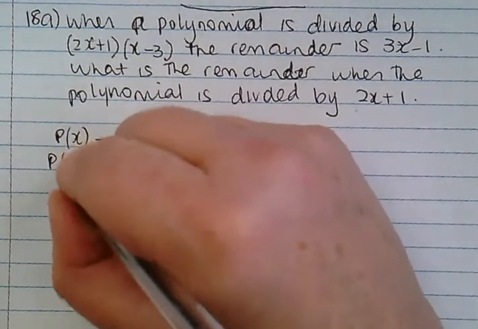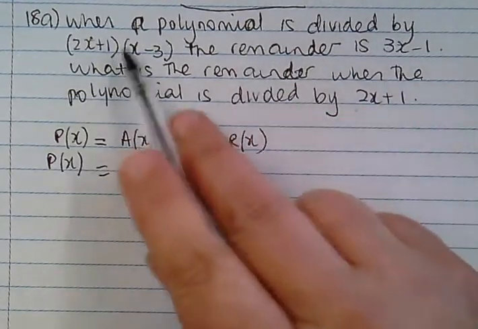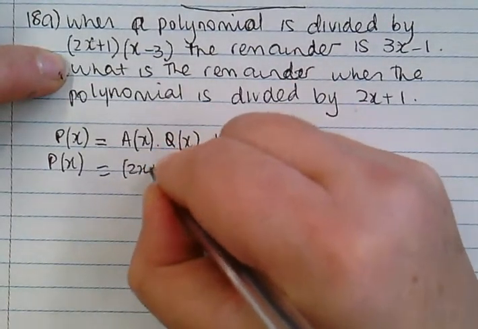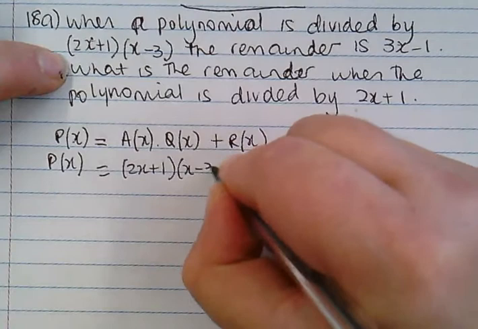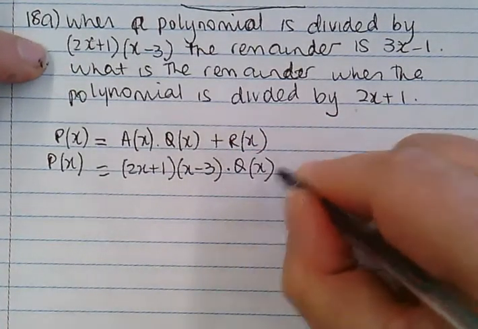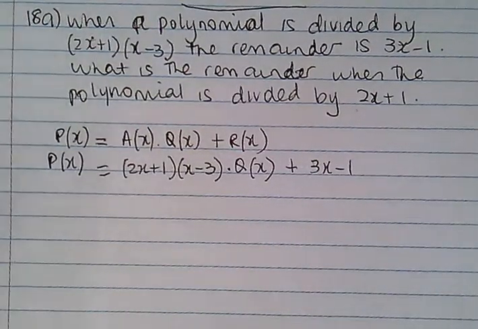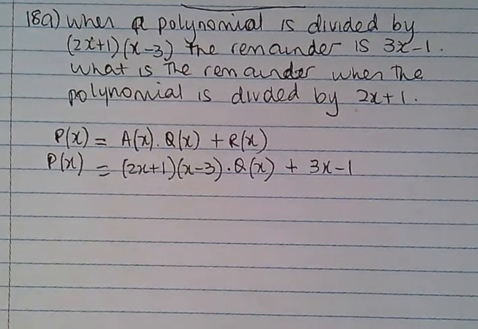So your polynomial, I have no idea what the polynomial is. So p of x is, what's it divided by? That, 2x plus 1 times x minus 3 times the quotient. I don't know what the quotient is, but the remainder is 3x minus 1. It's slightly different to the one we did before, right? All right, what could you do from here?